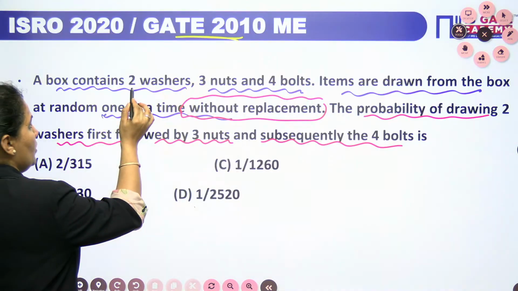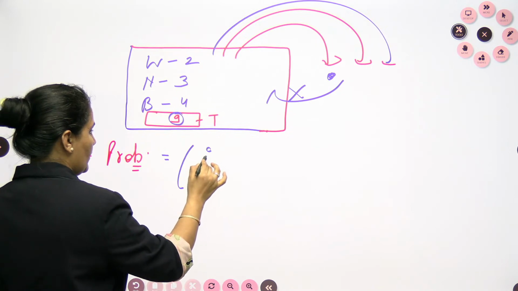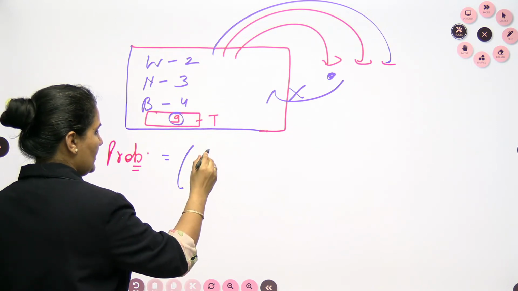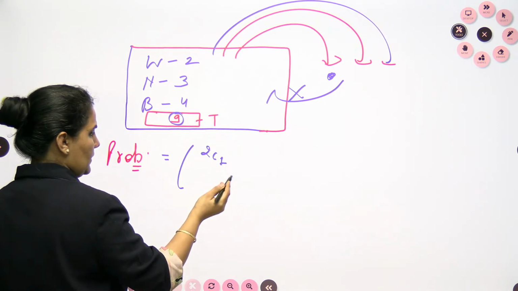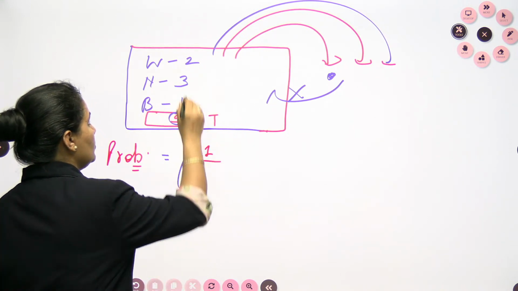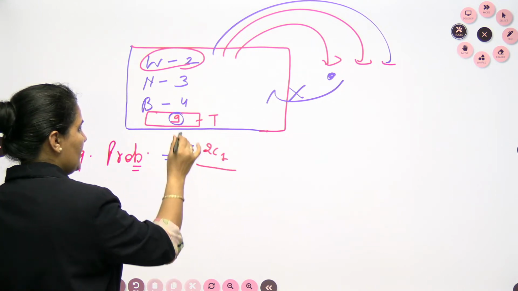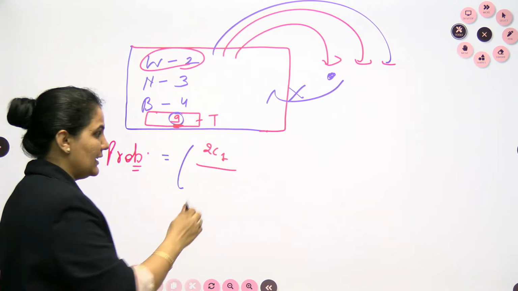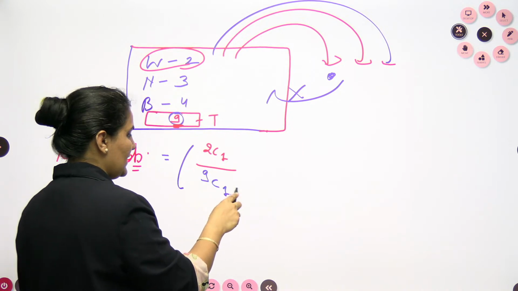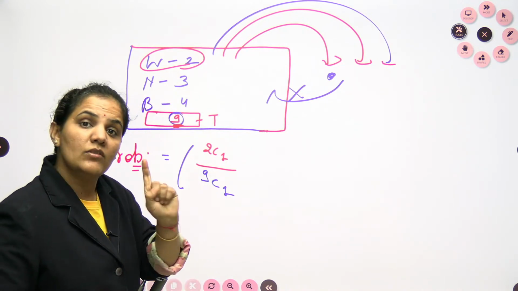So I want to draw two washers. After the two washers I will draw one washer. So for drawing two washers out of the one, it will be 2C1. I need only one washer. So this will be 2C1 divided by, out of the total 9 items, I need one item, so it will be 9C1. So this is the probability of drawing one washer.